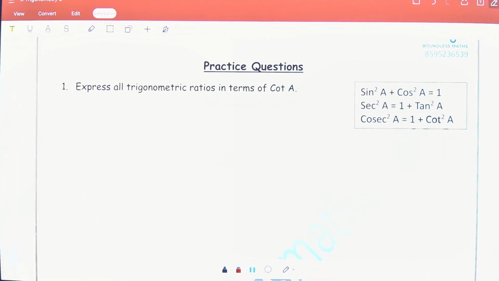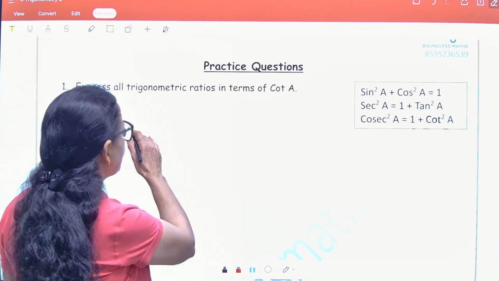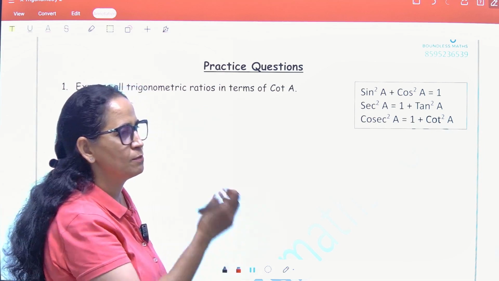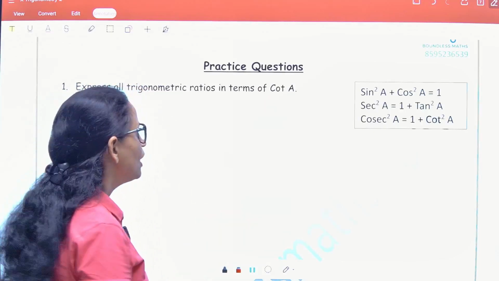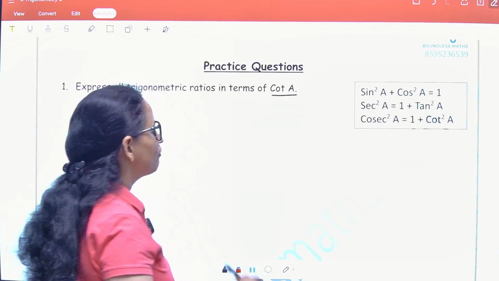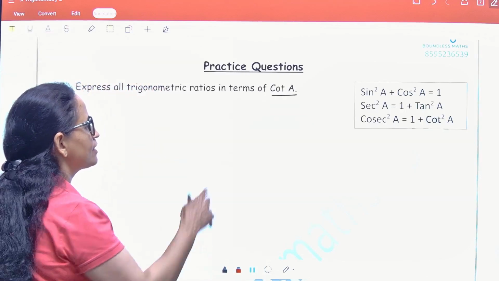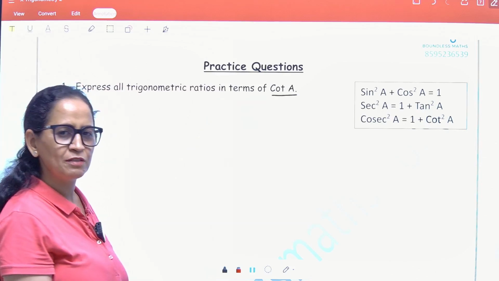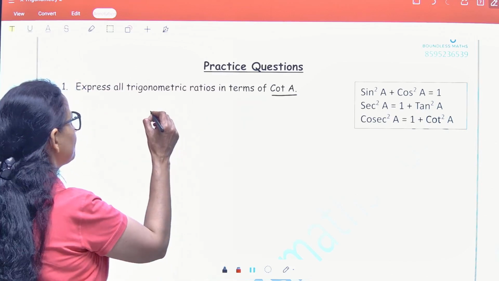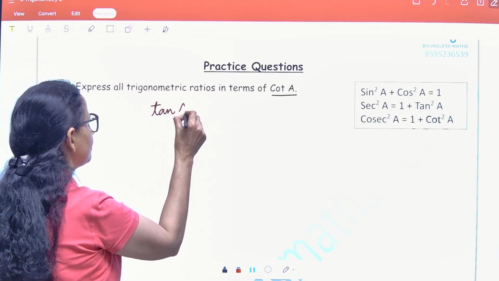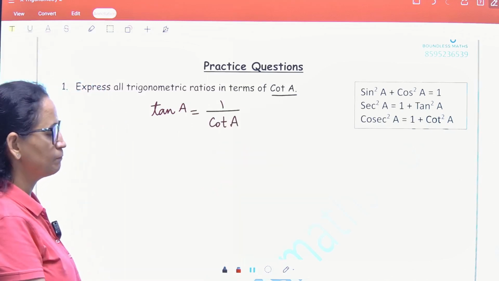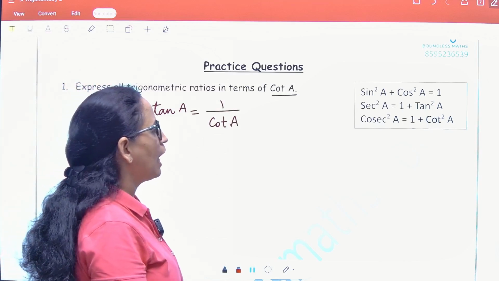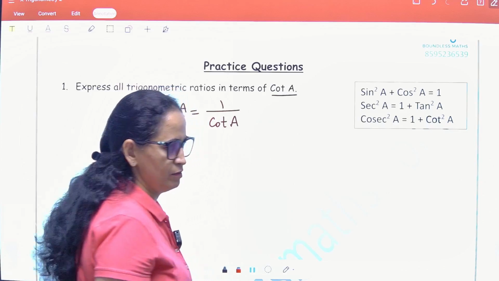The first question is, express all trigonometric ratios in terms of cot A. So when you have a question like this, express all the ratios in terms of any one ratio. It can be sine A, it can be cos A, it can be tan A, it can be any of them. So in this question it is cot A. So the first and the easiest thing is, think of the inverse of cot A. What is inverse of cot A? Tan A. So that means tan A can be easily written in terms of cot A as 1 upon cot A. Done? Very easy.